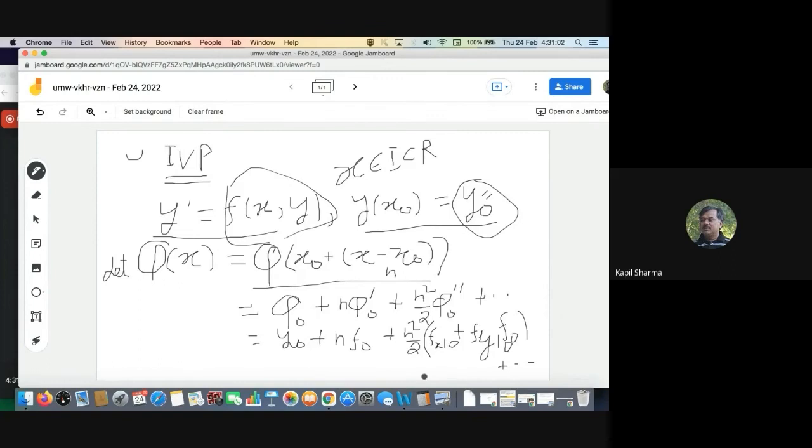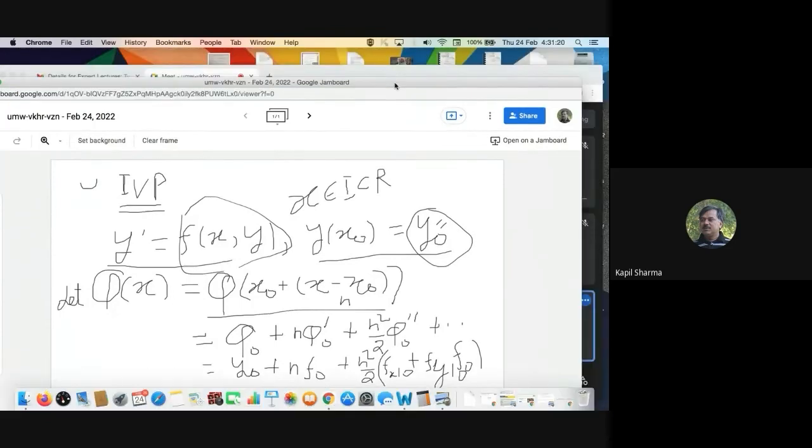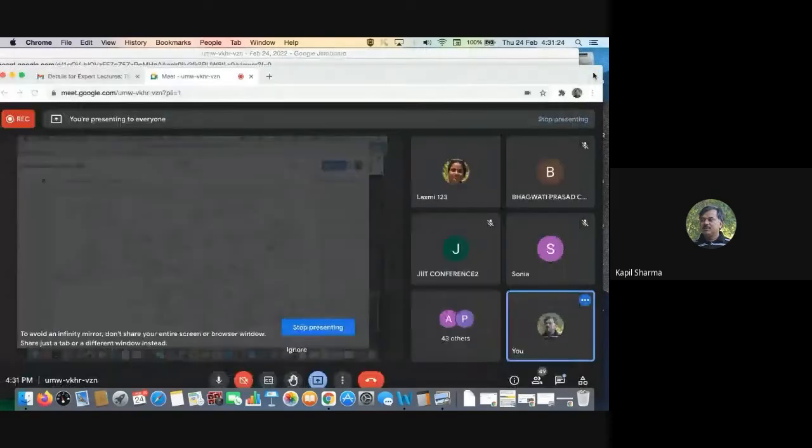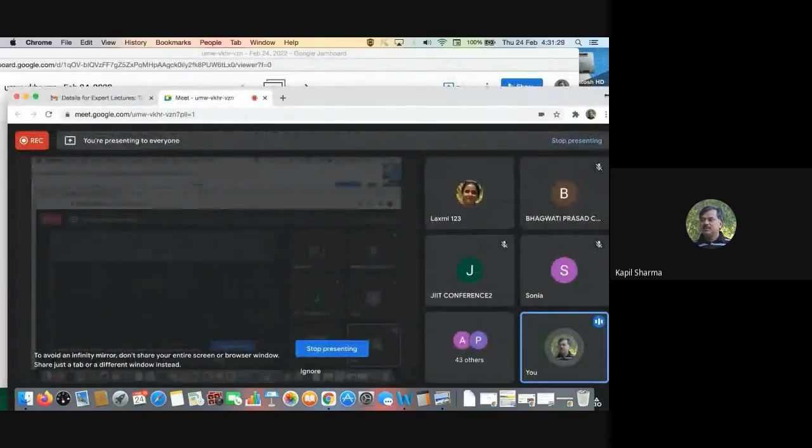Now what will be the next term? h cube by factorial 3, meaning h cube by 6, into phi triple prime at 0. So you can find that also in that way. Please find out phi triple prime at x0. Did you calculate?